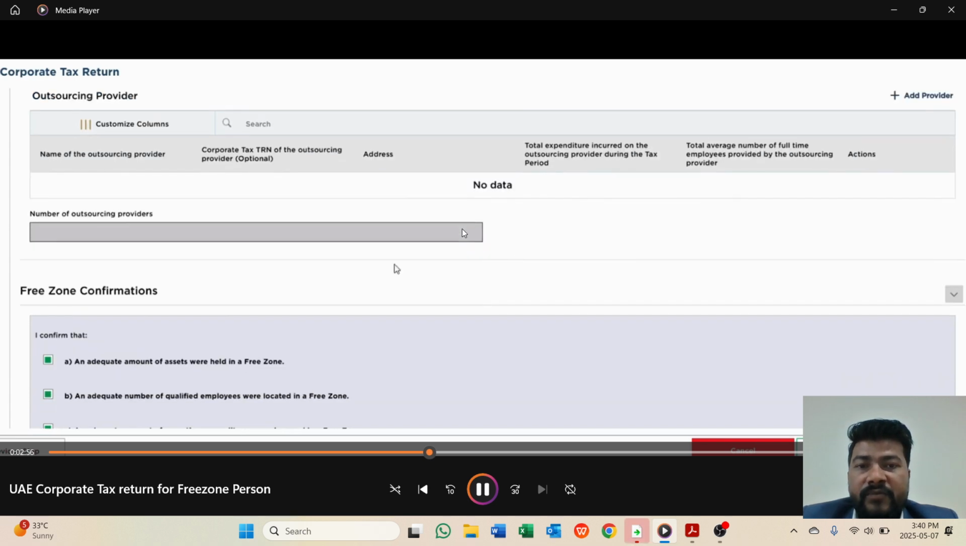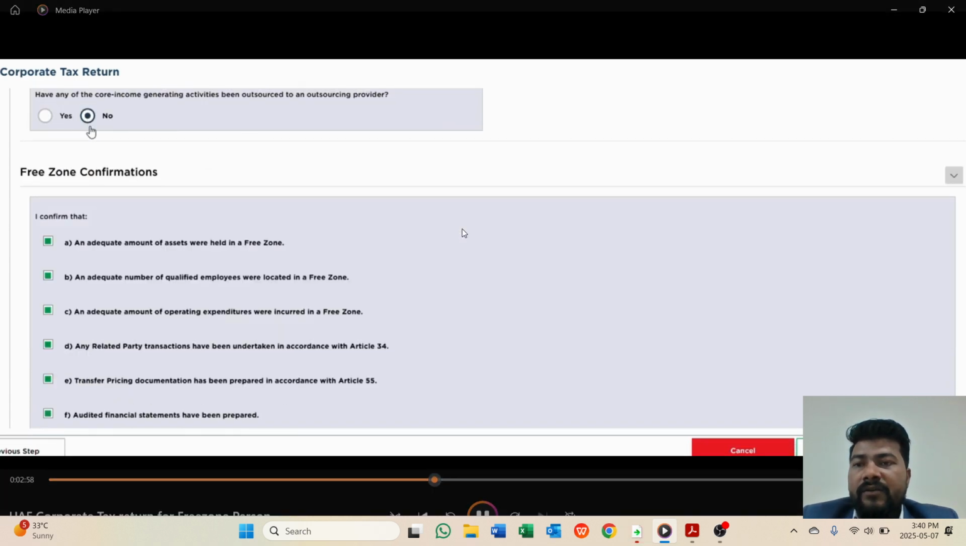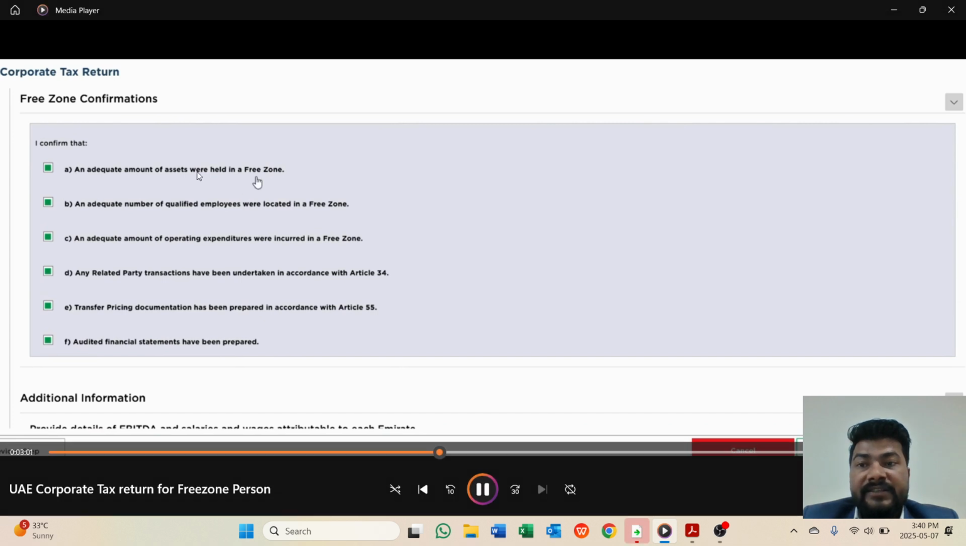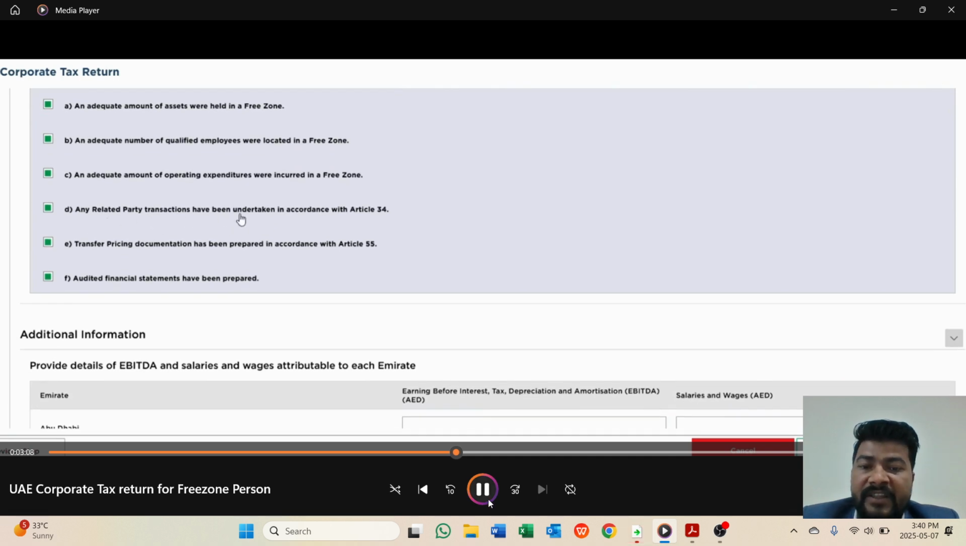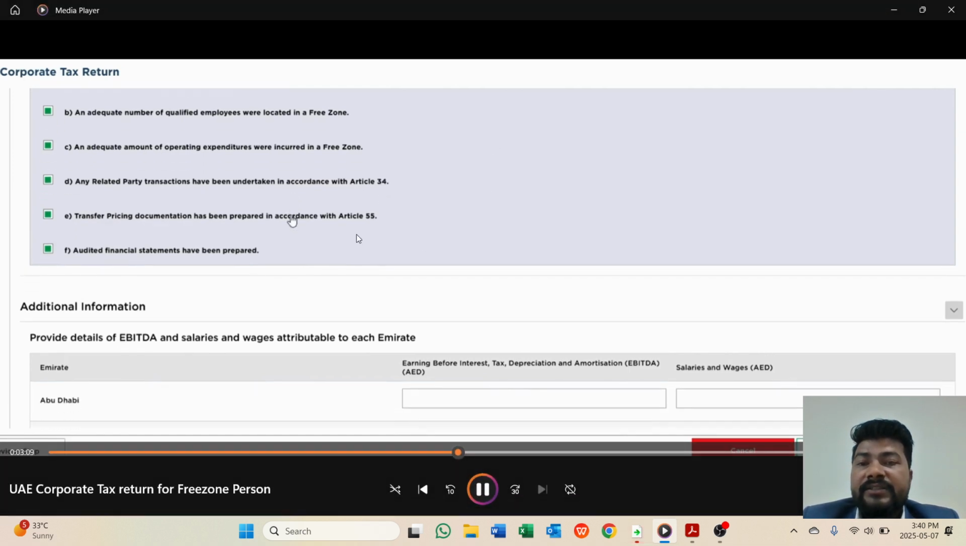You can pause it and then write down or note all these things. No other conditions. Assets in the free zone, qualifying employees in the free zone, adequate number of operating activities. So in all these you need to confirm whether these conditions are fulfilled or not, like whether audit of financial statements has been done or not. It means whether transfer pricing documentation has been maintained or not. In case of related party, whether the arm's length price principle is satisfied or not. So all these you need to say yes, yes, yes.